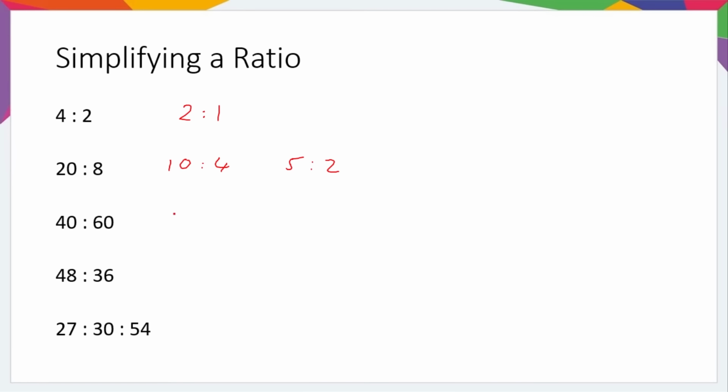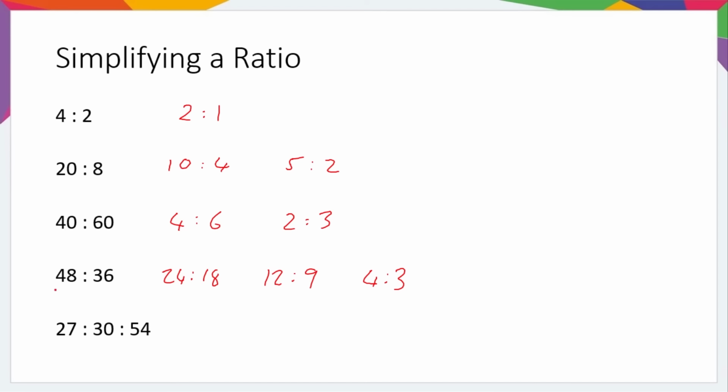40:60, we can simplify that straight away to 4:6 by chopping off the zeros. So we've just divided that ratio by 10, and we've got 2 even numbers, so that is 2:3. 48:36, there's probably quite a big number that goes into 48 and 36, but maybe I don't know what that is, but I've noticed they're both even, so let's divide by 2. 24:18, divide by 2 again. 12:9, I can't divide by 2 now because 9 is an odd number, so I'll try 3. 12 divided by 3 is 4, 9 divided by 3 is 3.